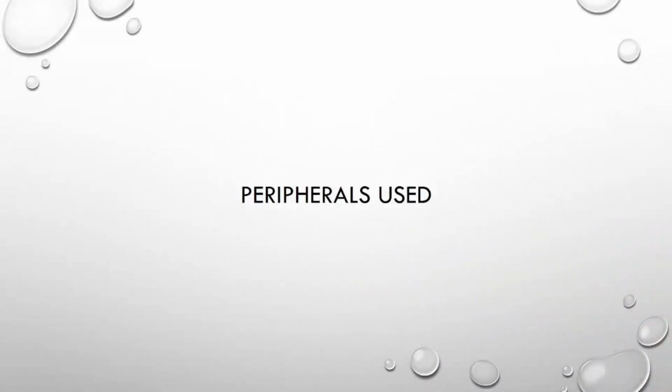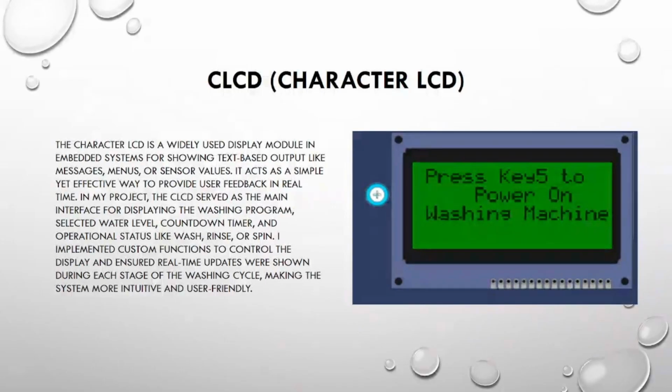And here are the peripherals used. The first peripheral is the CLCD, which is a character LCD. The character LCD is a widely used display module in embedded systems for showing text-based output like messages, menus, or sensor values. It acts as a simple yet effective way to provide user feedback in real time.